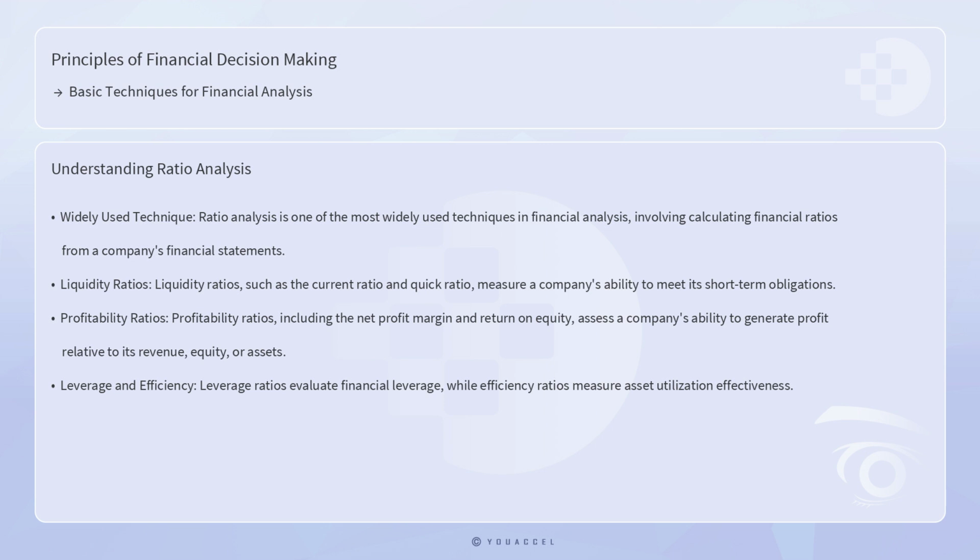Profitability ratios, including the net profit margin and return on equity, assess a company's ability to generate profit relative to its revenue, equity, or assets. Leverage ratios, such as the debt-to-equity ratio, evaluate the extent of a company's financial leverage, indicating the proportion of debt used in the company's capital structure. Efficiency ratios, including the inventory turnover ratio and accounts receivable turnover ratio, measure how effectively a company utilizes its assets.